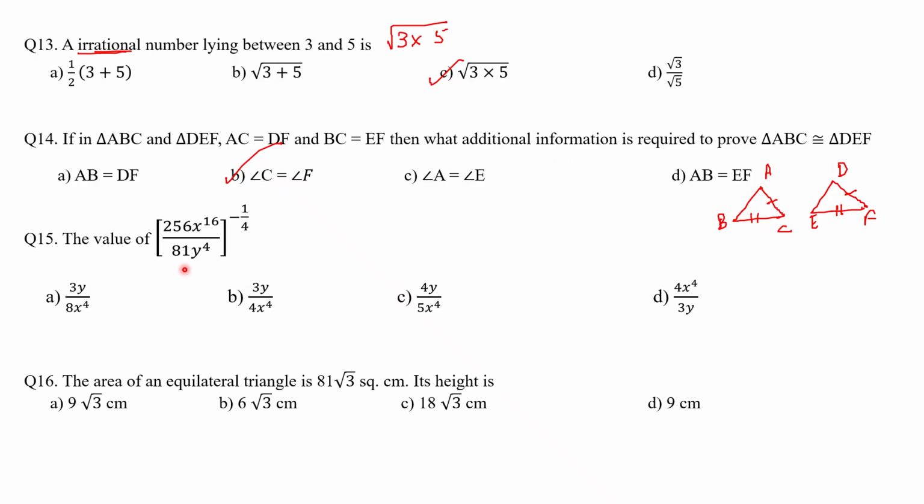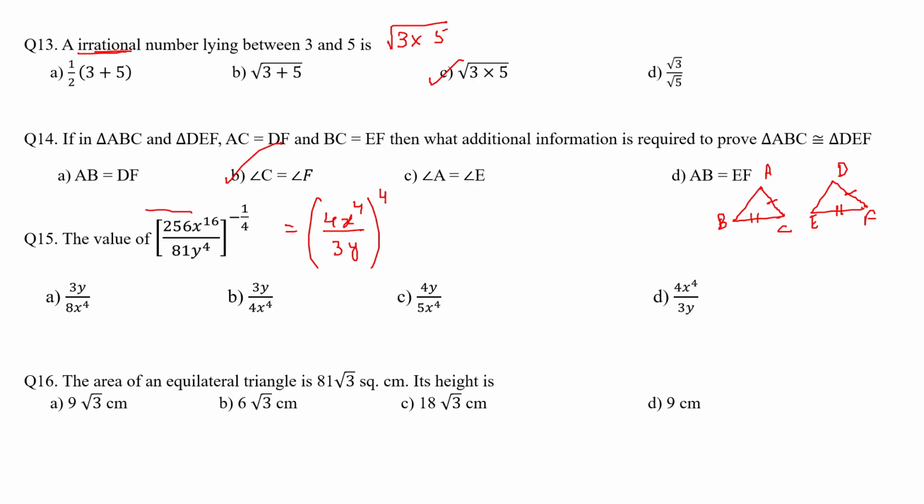Now moving to question number 15, you have to find the value of this. So 256 and 81, see the denominator here is 4. So just think, is there any number whose fourth power will give 256 or whose fourth power will give 81? So I know that 4 to the power 4 is 256 and 3 to the power 4 is 81. So let's write it in that form. So it will become (4x to the power 4 by 3y) whole to the power 4, isn't it?